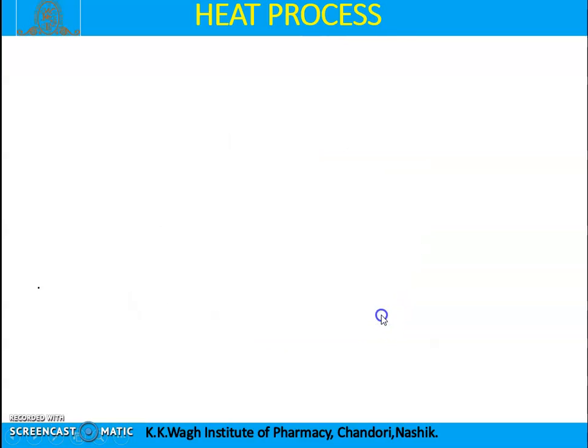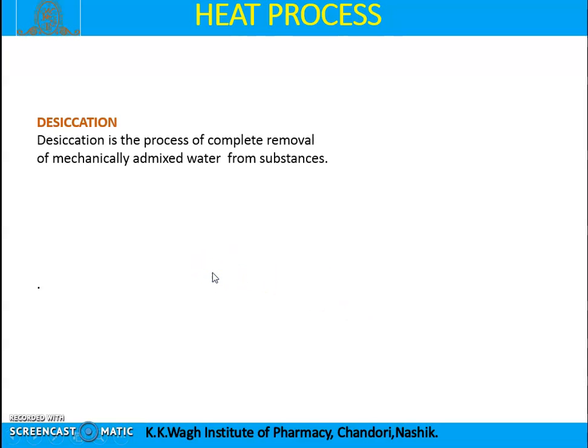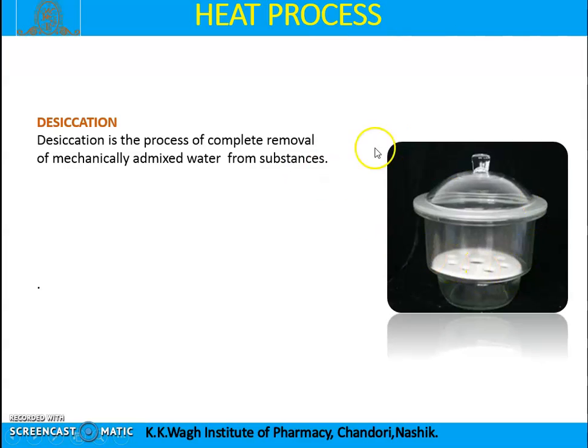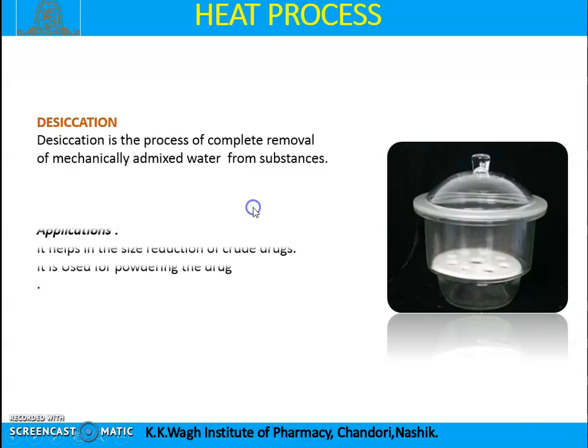Then we learn about the desiccation process. What is meant by desiccation? Desiccation is the process of complete removal of mechanically admixed water from a substance. For this purpose, we need a desiccator, which is made of glass, and in that desiccator we have to add a suitable dehydrating agent.